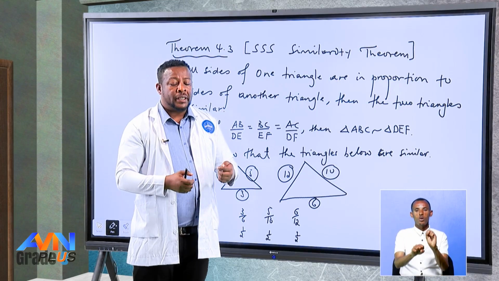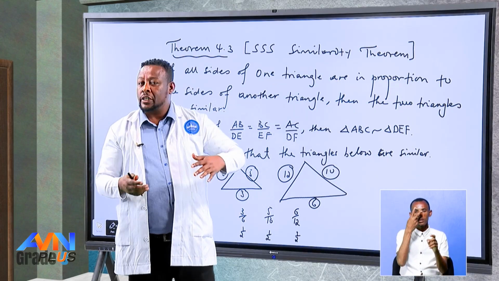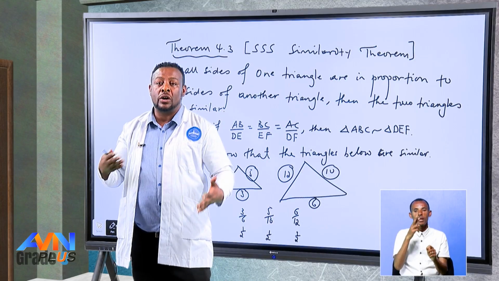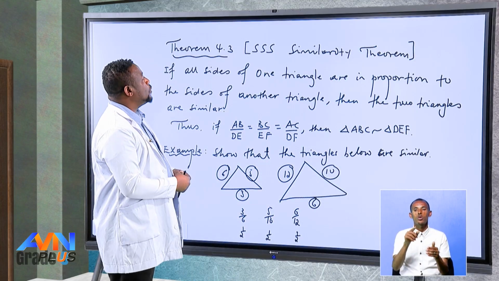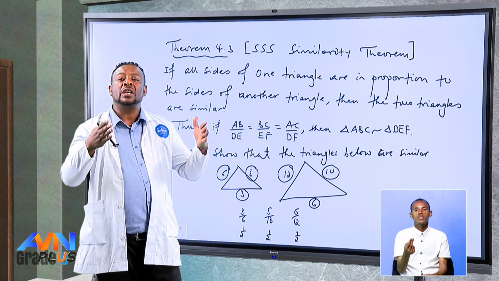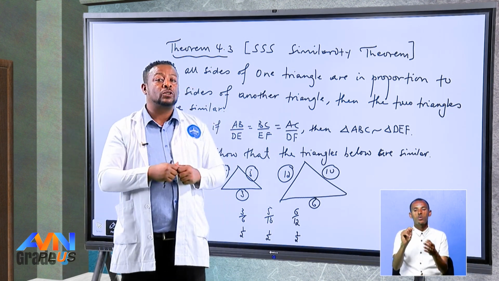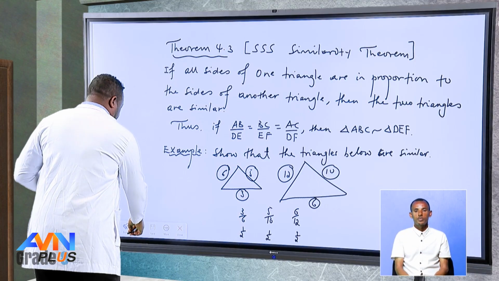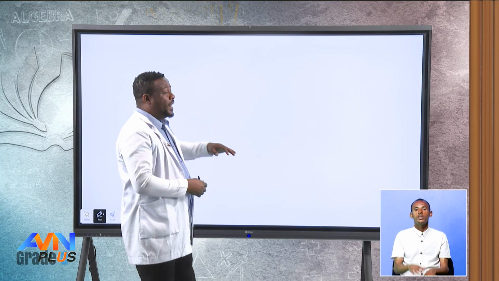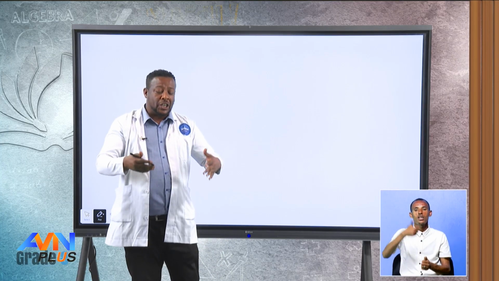So checking whether two triangles are similar or not is a very simple approach. You can use those three theorems to determine whether two triangles are similar or not. Good. So let's proceed to the other point of discussion for today.